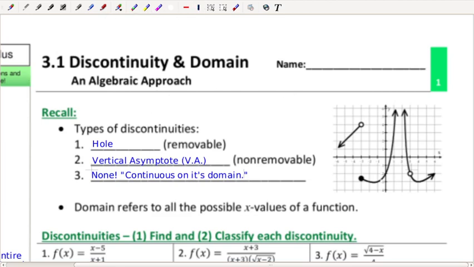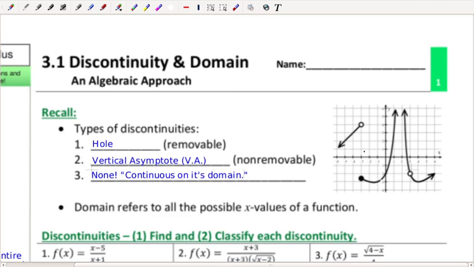The first is called a removable discontinuity, or a hole, and that would be like this one right here on your graph, where it's just missing one little piece, but you could fill it in and make it whole, so that's why it's removable. The next one you have is a vertical asymptote, like we have going on right here between these two pieces, where it either goes up or down. And the last kind is a jump discontinuity, where there's a piece missing, but they don't go all the way up and down to infinity.